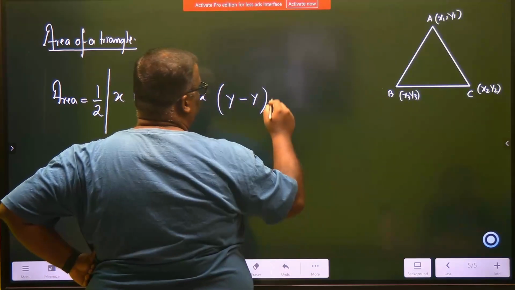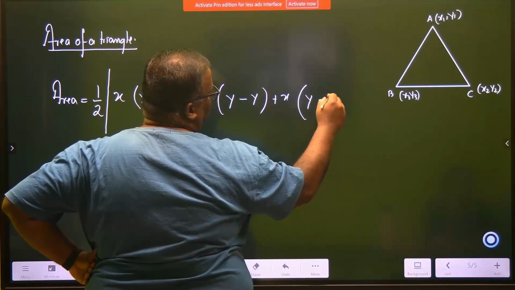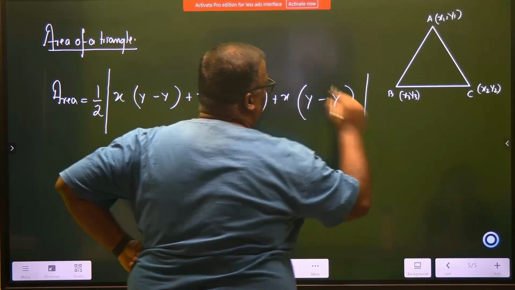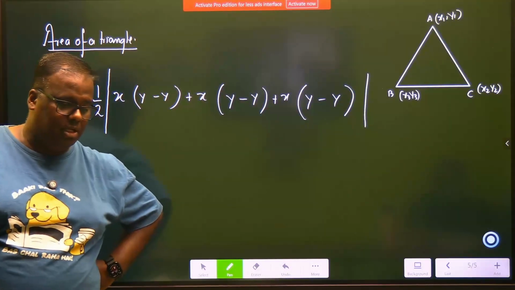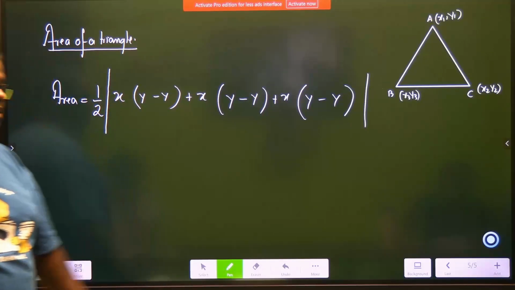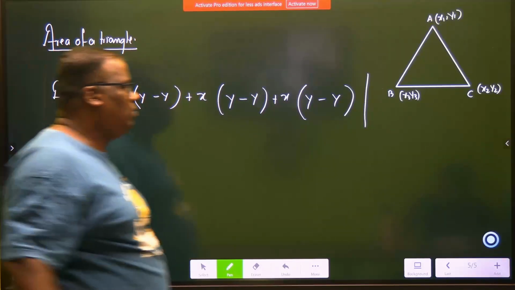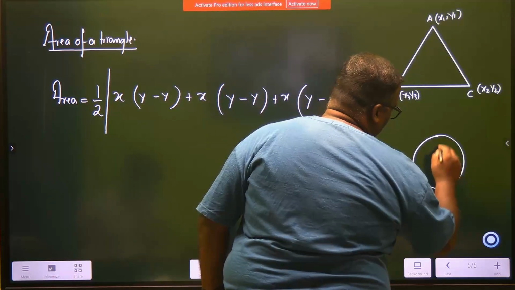Then plus x y minus y. Just write this. This is possible. Right, means just enjoy. This much first we will write. Agreed? Then make one triangle. Sorry, one circle.